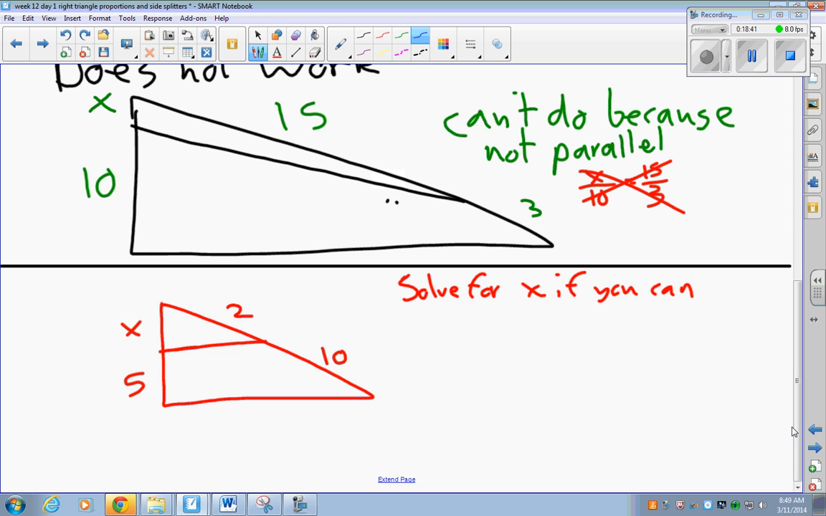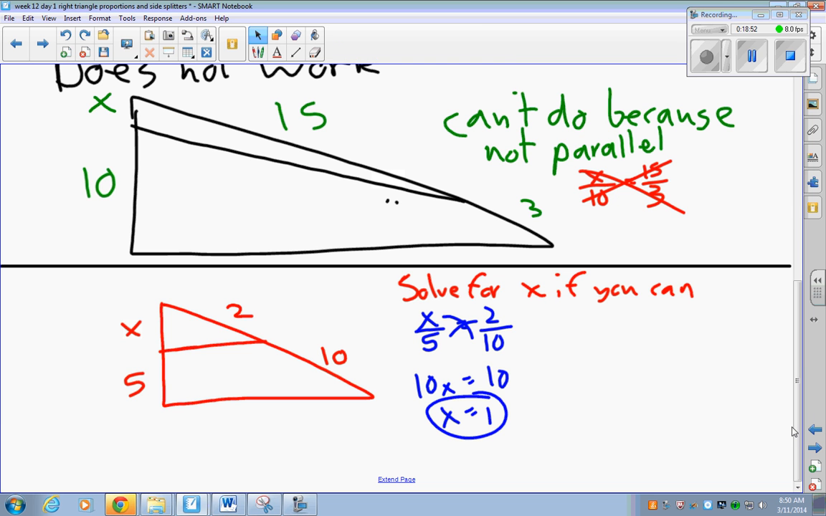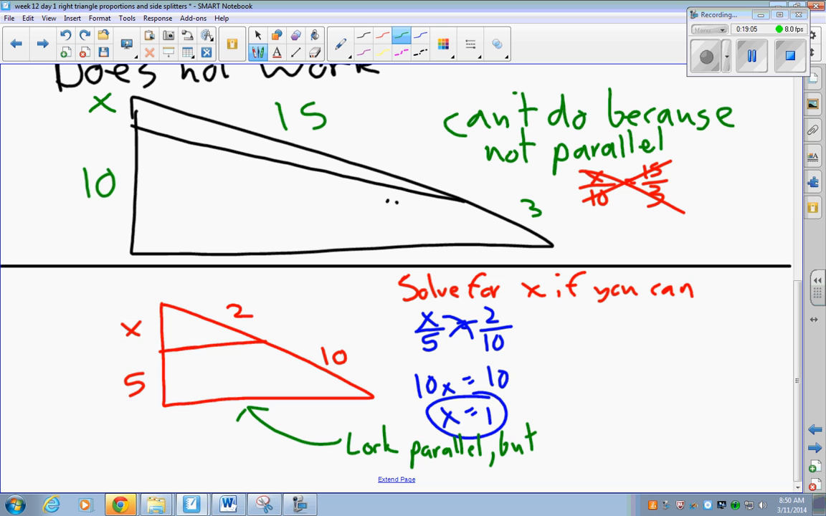What's going to happen is half of you are going to do this. Oh yeah, I got this. X over 5 equals 2 over 10. Let's see, 10x equals 10, x equals 1. Woo! Easy. Turn in, problem, done. You're wrong. Because right now, these look parallel, but they aren't officially parallel.